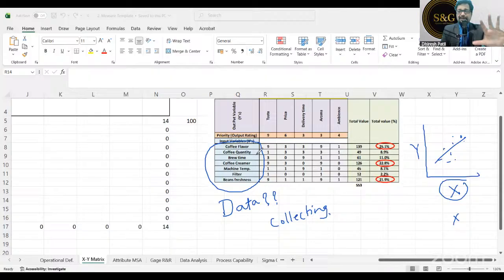Are you clear with the objective of XY matrix? Just give me yes in the chat box. Everybody is clear? Just give me a quick yes. Have you understood why XY matrix has been placed here strategically? Yes, very good. Very nice.